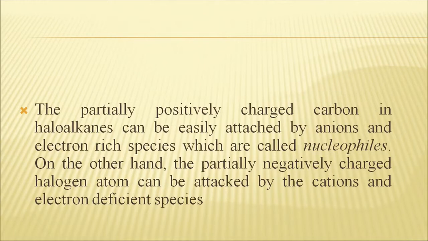The partial positive charge on carbon in haloalkanes can be easily attacked by anions. An electron-rich species, which we call a nucleophile, can attack carbon. On the other hand, the partial negatively charged halogen atom can be attacked by cations and electron-deficient species.